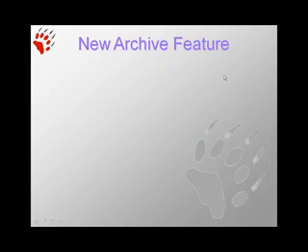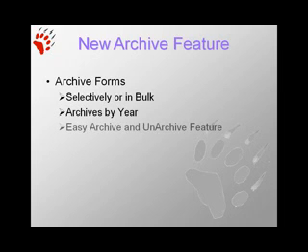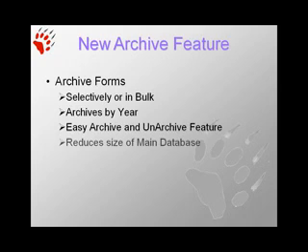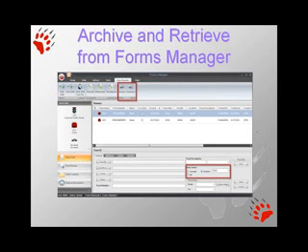All right, so your archive feature. You can now archive forms selectively or in bulk. It archives by year. It is an easy archive and unarchive feature, designed for easy search and retrieval. To archive forms, the buttons for this are located on your data transfer ribbon, and then you select one, three, five, seven, however many forms you would like.